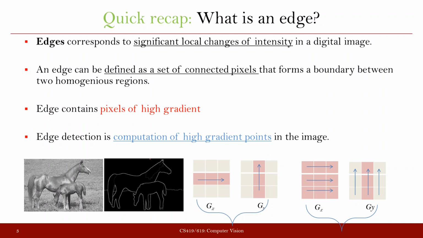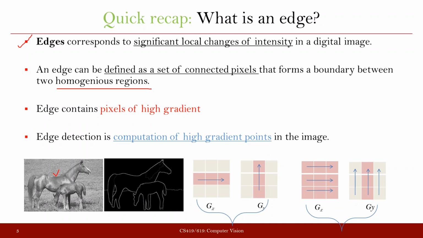So in the last class we discussed that in any given image, edges correspond to significant local changes of intensity in the digital image. So wherever you say that in your given image you have an edge, that means at that particular place you have some significant local change in the intensity. Okay, and in that sense, an edge can be defined as a set of connected pixels that form a boundary between two homogeneous regions. Right?